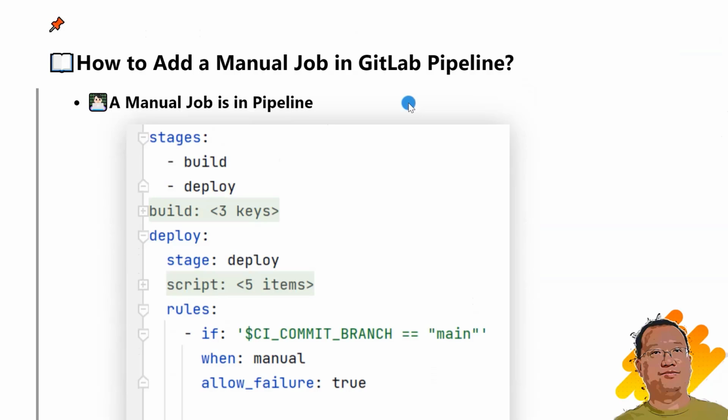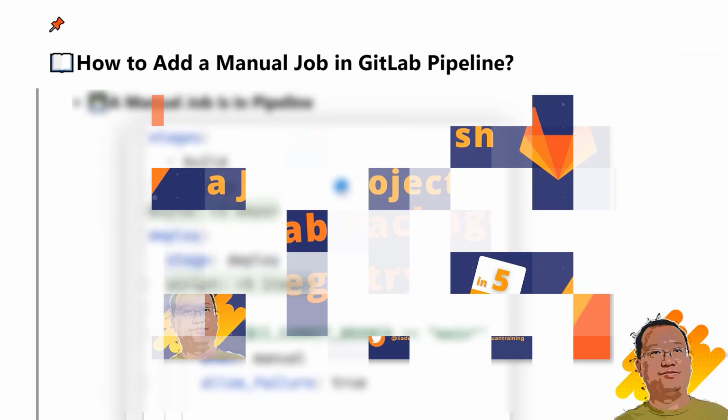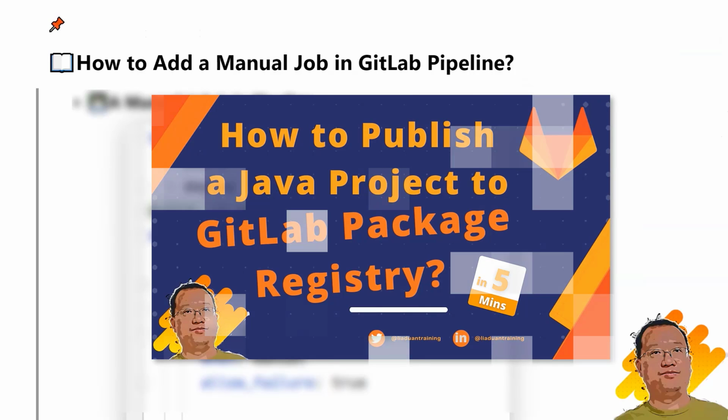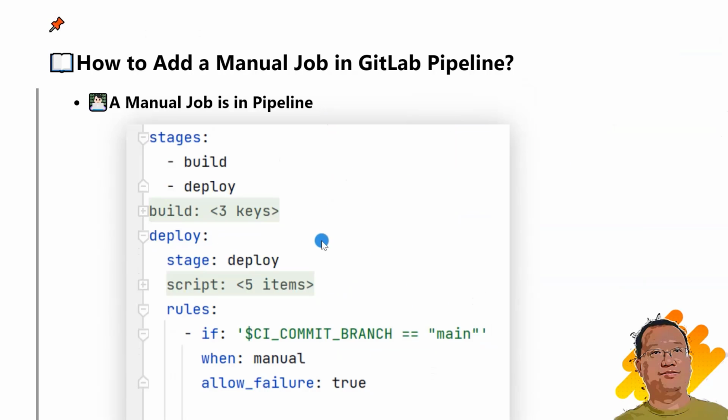The pipeline file has two stages, build and deploy. Build stage is a Java build. Deploy stage is publishing the build result jar file to the GitLab package registry. The process detail is in the video, how to publish a Java project to GitLab package registry. Deploy stage is changed from auto to manual.